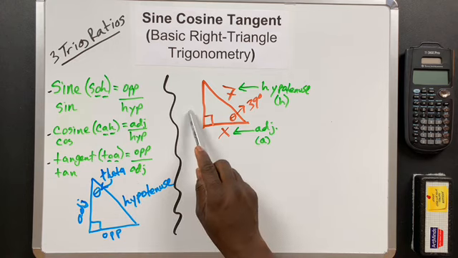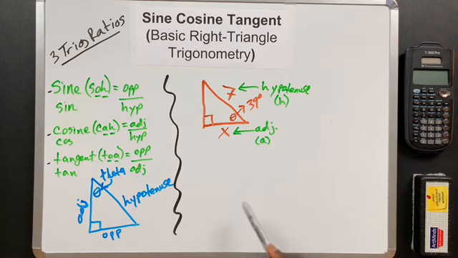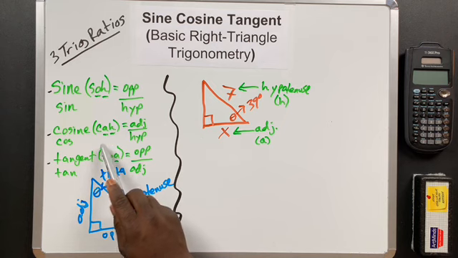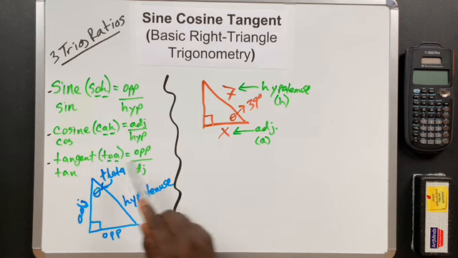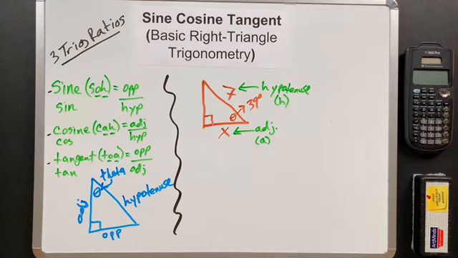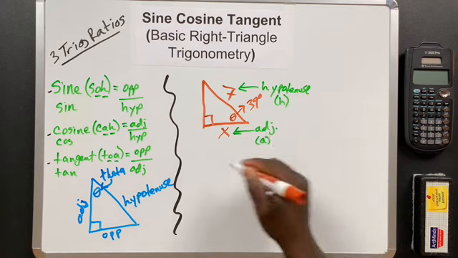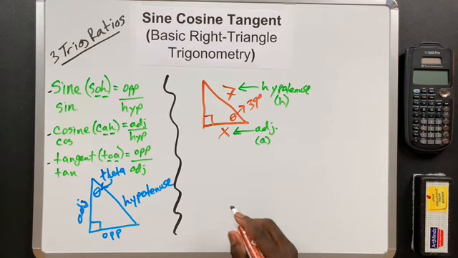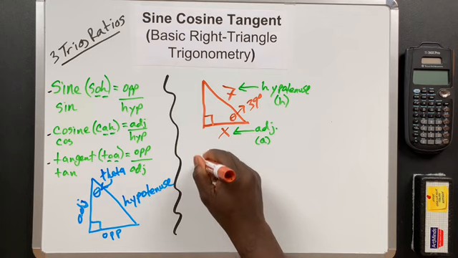They did not give us opposite, so we're not going to use tangent. The only one left is cosine, which is adjacent and hypotenuse. Well, they're giving us adjacent and hypotenuse. So this is a very important step. You now move from labeling the picture to writing the trigonometric equation. So we're going to find the length of x.